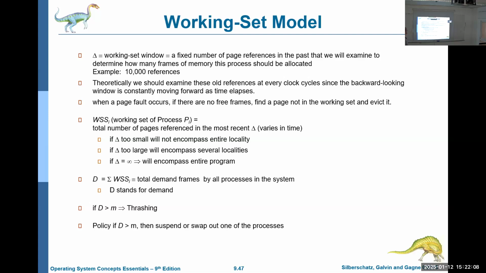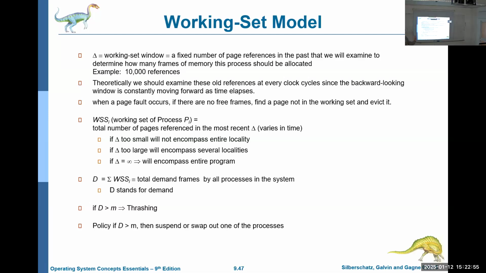Theoretically, we should examine these old references at every clock cycle, since the backward-looking window is constantly moving forward as time elapses. In other words, if we want to look at the previous 10,000, every time we have a new clock cycle, or a new reference, assuming that there's a reference every clock cycle, the window changes. If I'm still looking at the old ones, I'm looking at 10,001, and I'm skipping the one that just happened. So theoretically, at every moment, I would have to look at all the 10,000. That's going to be cumbersome, so we're not going to do that. But theoretically, we would want to do that.